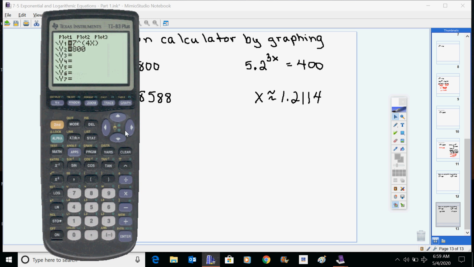Y equals 5.2 to the 3x power. Don't forget these parentheses here either. If you're getting the wrong answer, check your parentheses. And this is 400. Zoom. I'm going to change our window shortly. Even if we don't see the whole thing, we know what's going to happen with these.